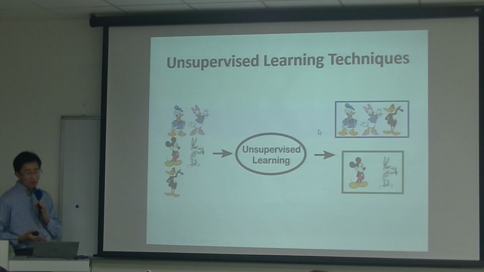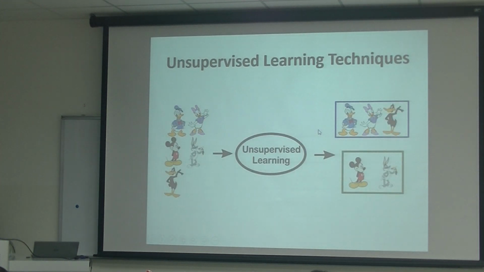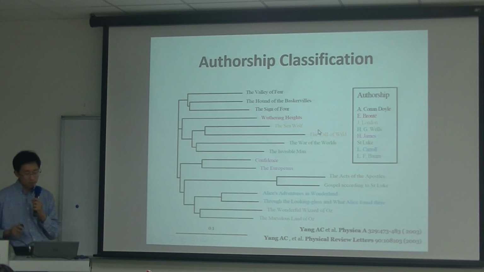So perhaps the other interesting part is the unsupervised learning. For unsupervised learning, you want to classify, like Mickey Mouse and Donald, into different groups. But sometimes it doesn't make sense, so you need to know what feature you look at. I want to show you one example I did in the very early time.